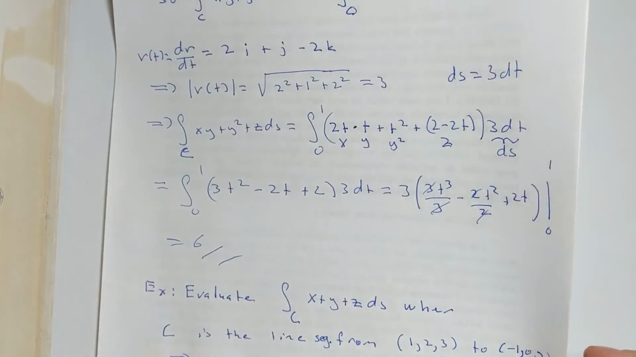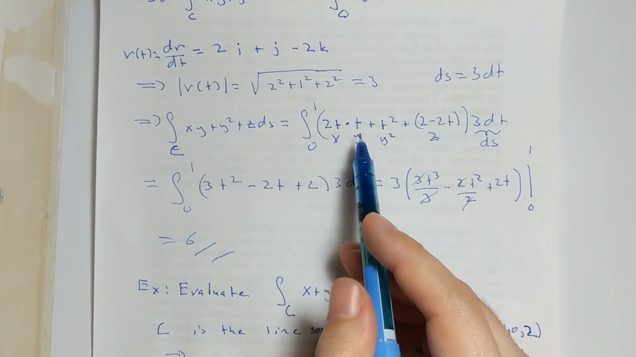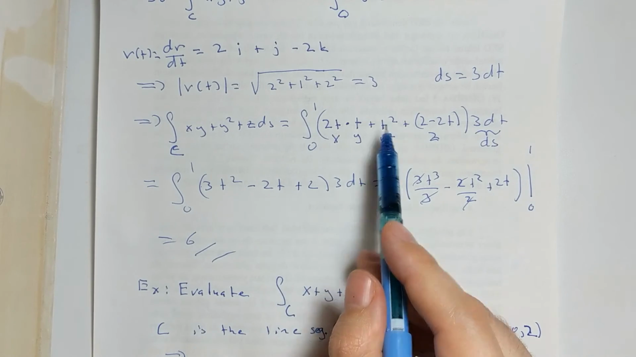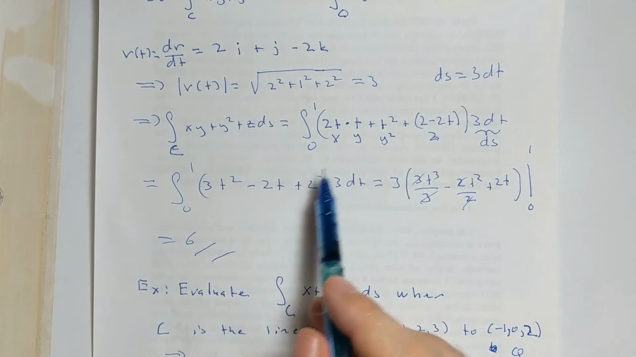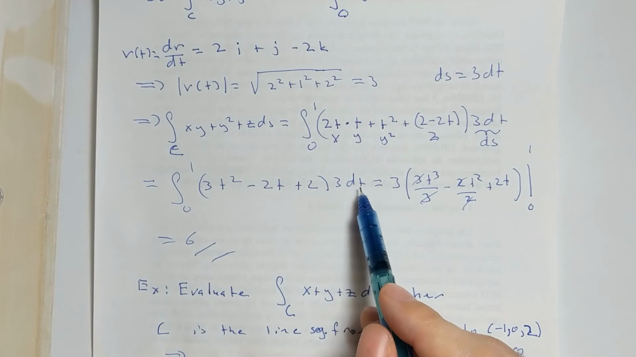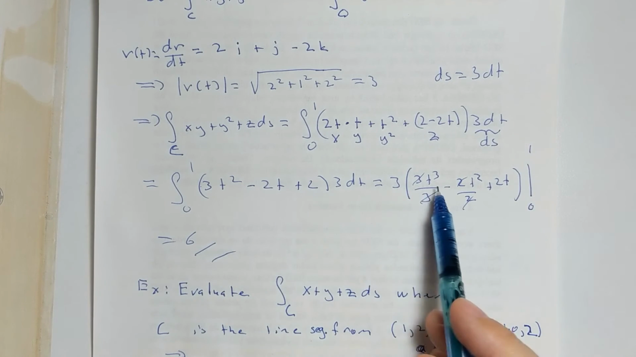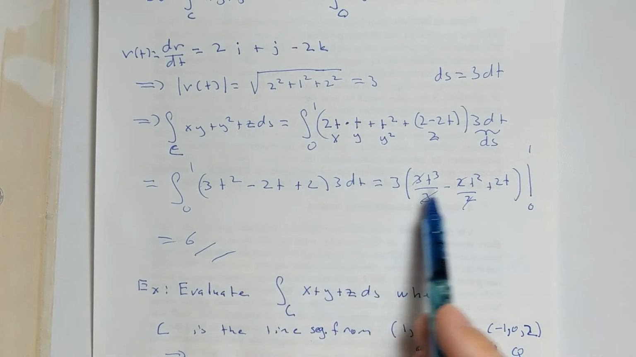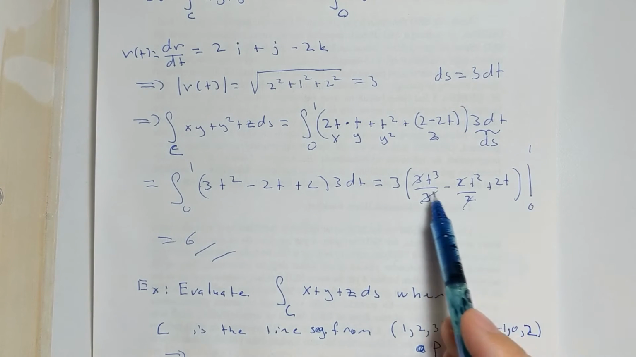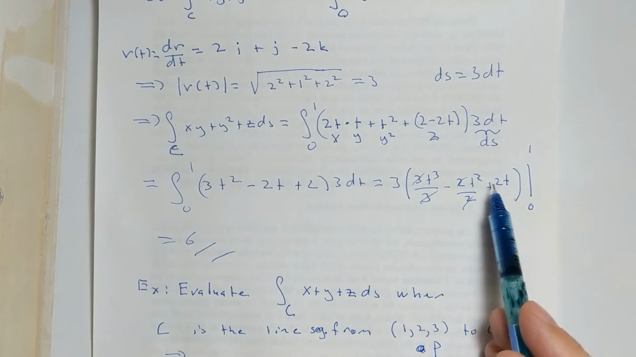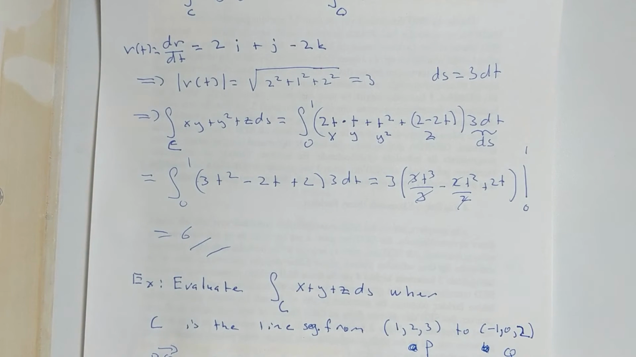Okay, so let's get down to the evaluation part of it. This is going to give us 2t squared, 3t squared. There's going to be a minus 2 from here and a plus 2, times 3 dt. I pull the 3 out. Then you're going to have 3t cubed over 3 minus 2t squared over 2 plus 2t, evaluated from 0 to 1. Of course, these are going to cancel. You're going to get 2 from here. 3 times 2 is going to be 6.